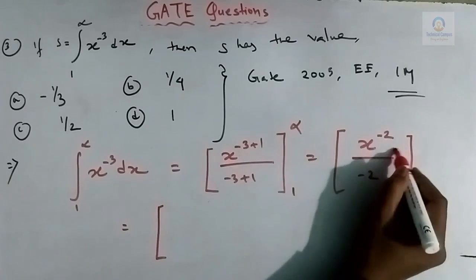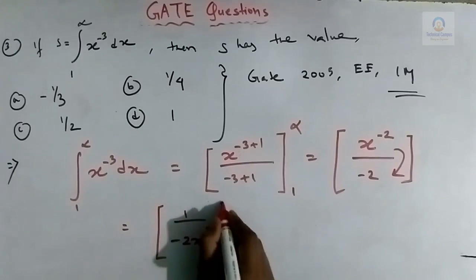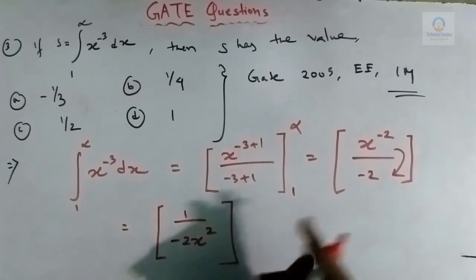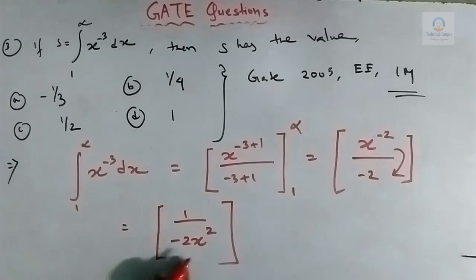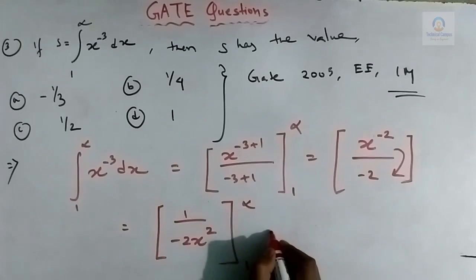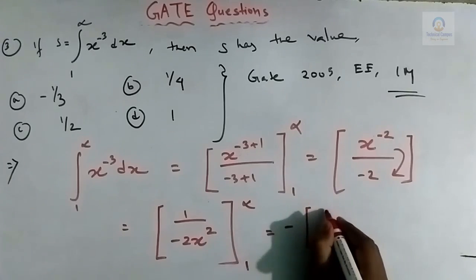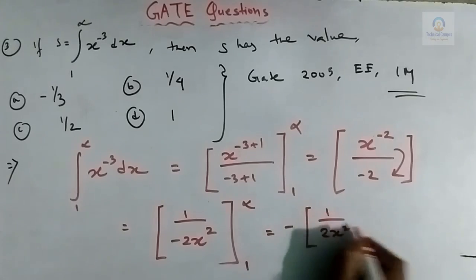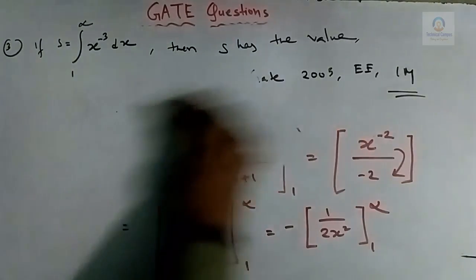Now we can write it as, if we take x in denominator, we can easily take this term in denominator by changing the sign only. So it will be 1 by -2 into x square. Now the limit is 1 to infinity, so let us take minus outside, so it will be 1 by 2 into x square, and the limit is 1 to infinity. So let us apply the limit. I am erasing the question, so please note down the question.